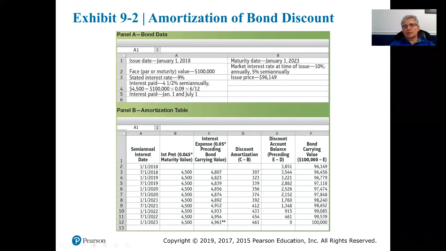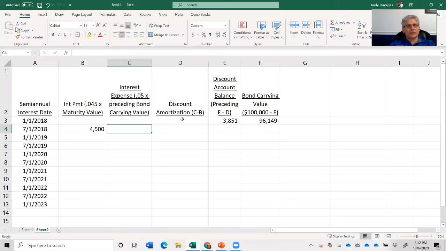So if this was an annual program, then we would be using 10%, but it's paid semi-annually. So we're going to take that 10% and divide it by 2, which means it'll be 5% semi-annually. So 0.05 multiplied by the preceding bond carrying value. That's going to give us 4,807.